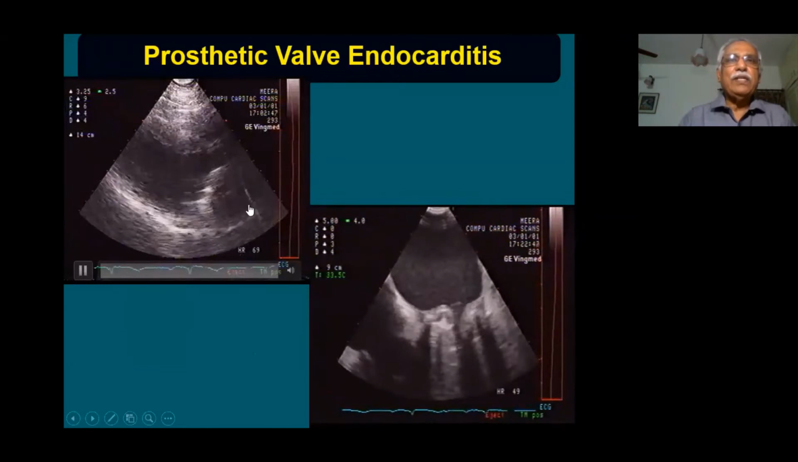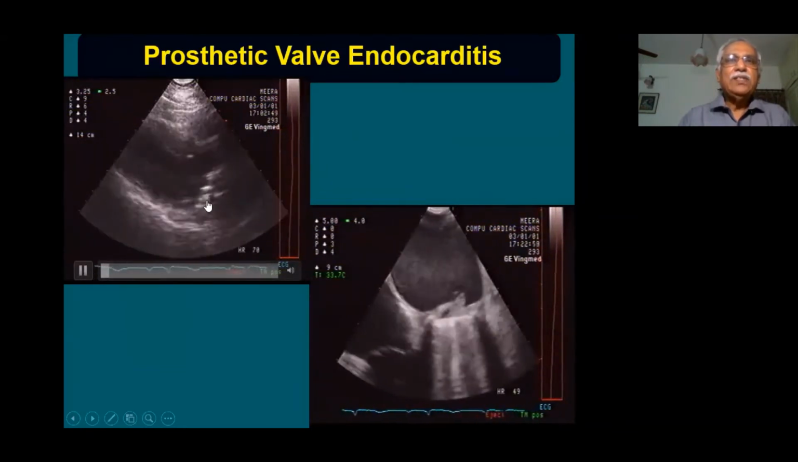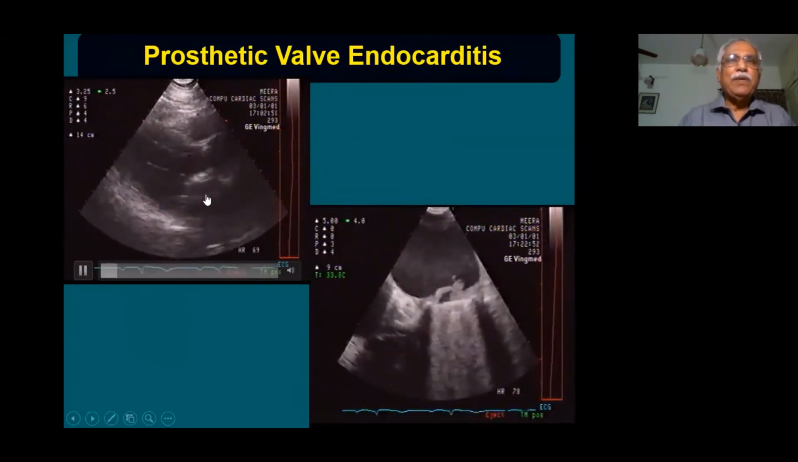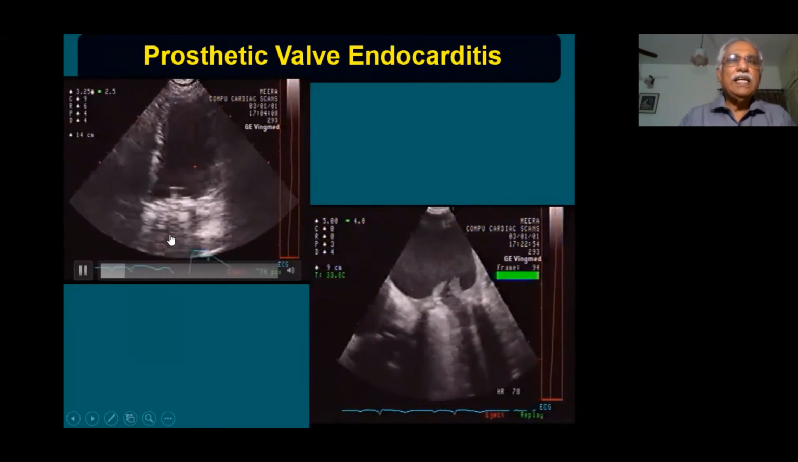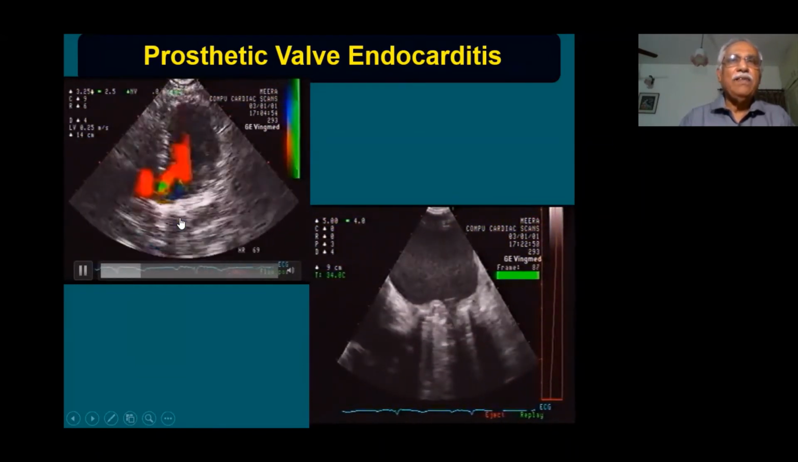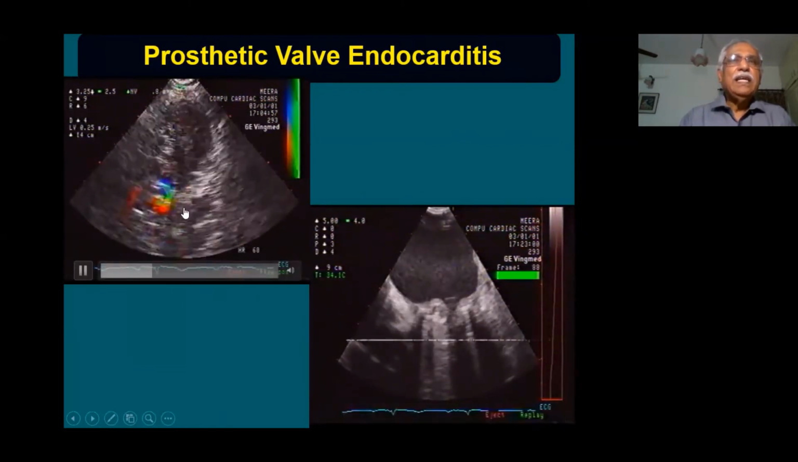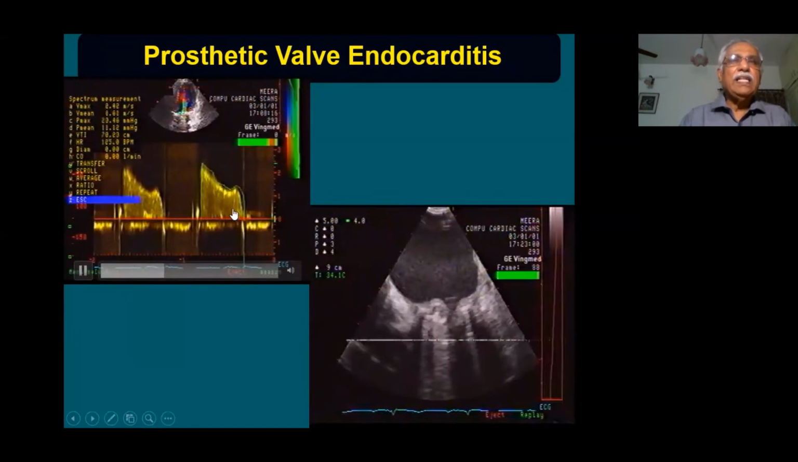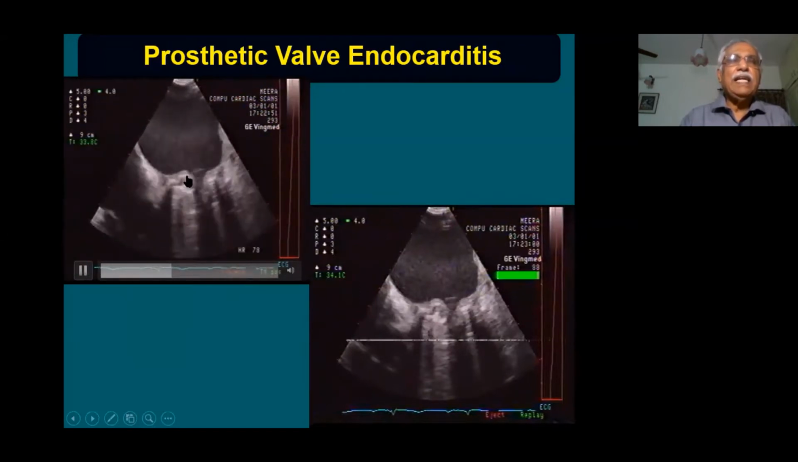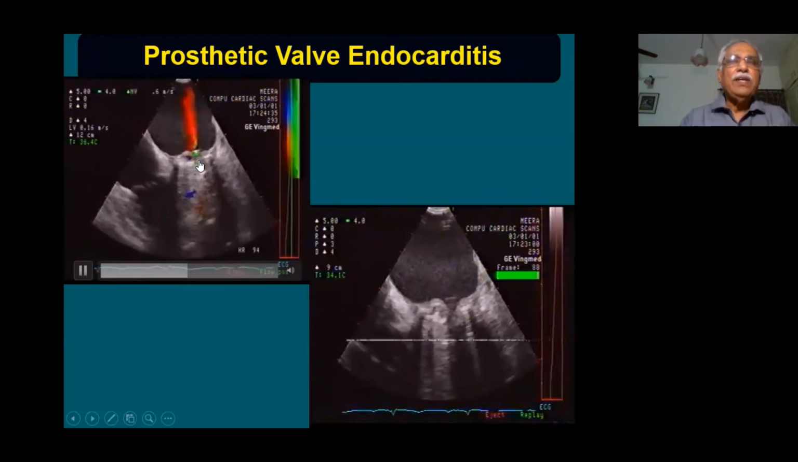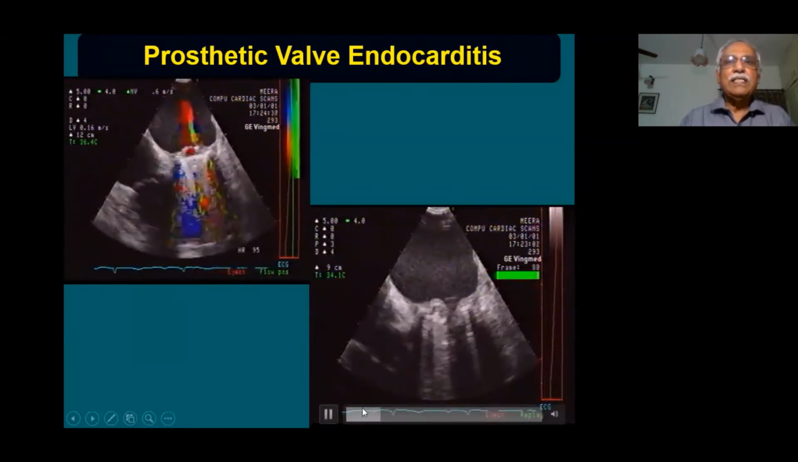So this is a patient with prosthetic valve endocarditis. You see the disc moving. There is a dense echo in the region of the disc valve, but we are not able to clearly identify the masses. And when we did the continuous wave Doppler, the gradient was markedly increased. And you can clearly see when we do the transesophageal echocardiogram, you can clearly identify the mass.